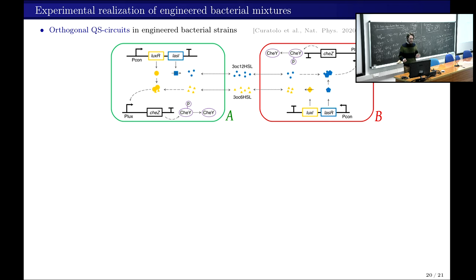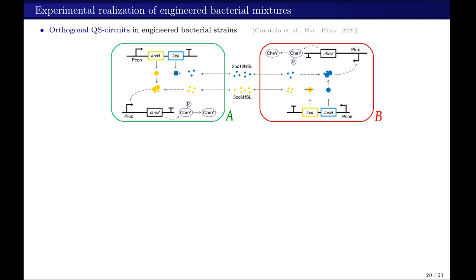And finally, I'd like to conclude by going a little bit beyond these theoretical fantasies and going to another experimental realization that has been done with two bacterial strains. And this time we have orthogonal quorum sensing circuits, meaning that you have two strains, A and B. And A produces a particular chemical signal, these blue dots here, that binds to a receptor in B and regulates the expression of some gene in B. On the other hand, B produces some chemical signal, the yellow one, which binds to receptors in A and has an effect on regulating the genetic expression in A. So you have two pathways of genetic regulation that are not interfering with each other.